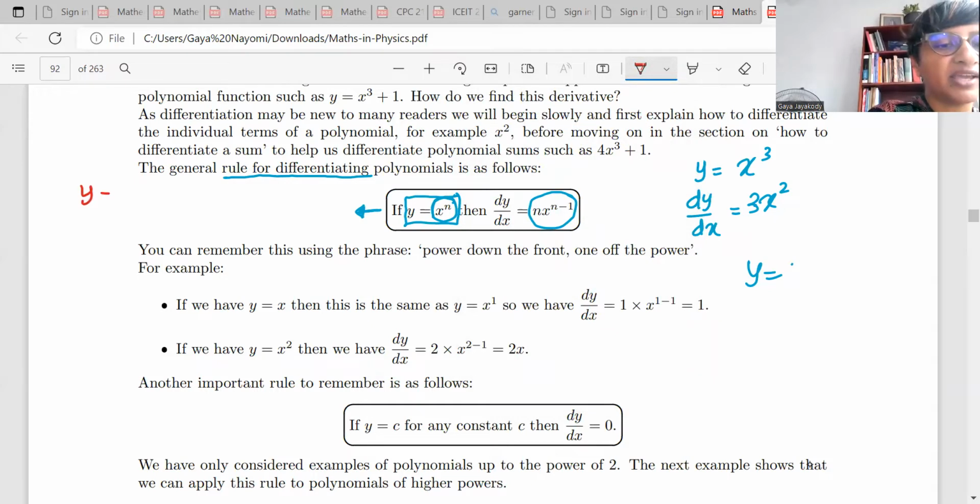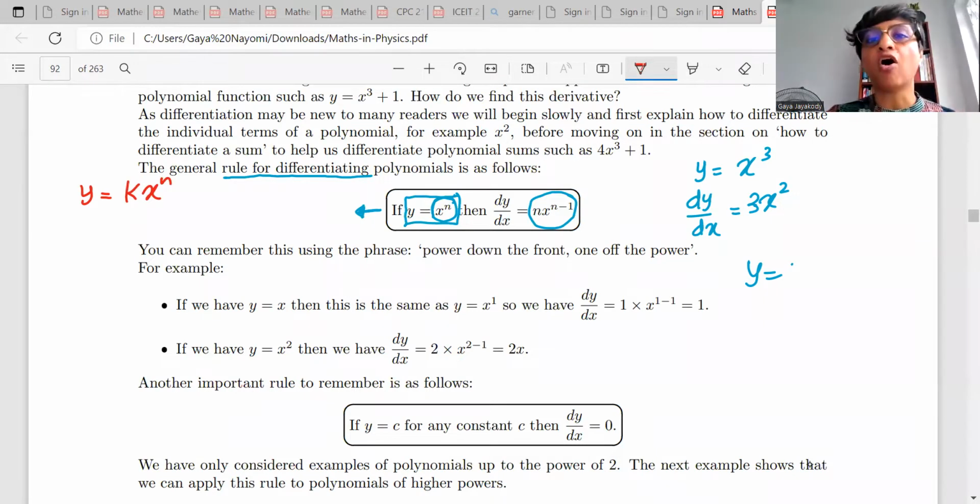If you have y with a coefficient k, x to the power of n, if you have a term in this form, where k is a number, any real number, and n is any real number, any power, like 2x squared, 3x to the power of half, something like that.